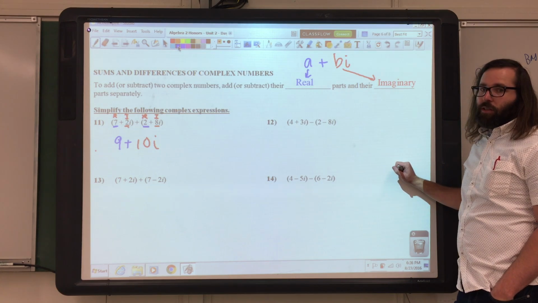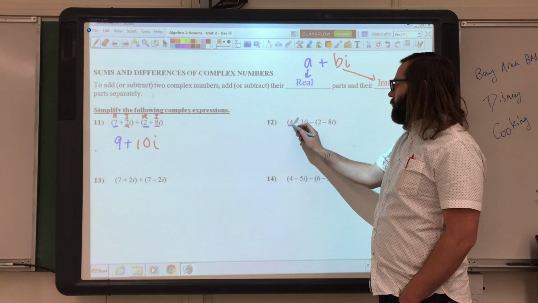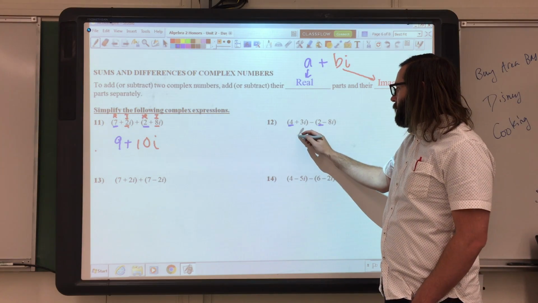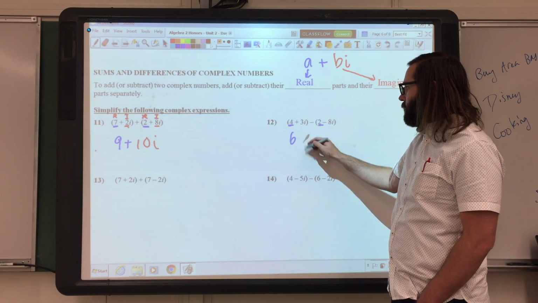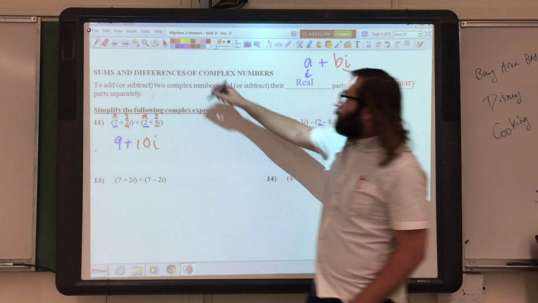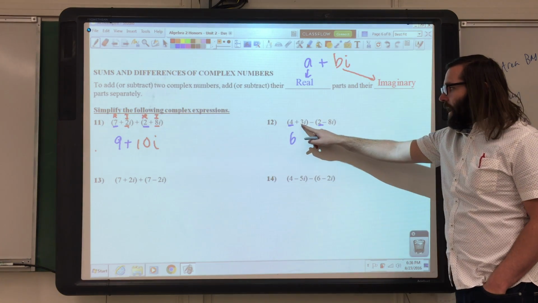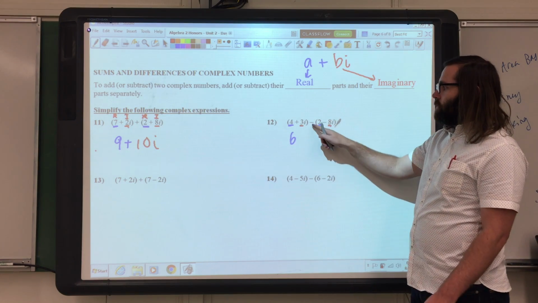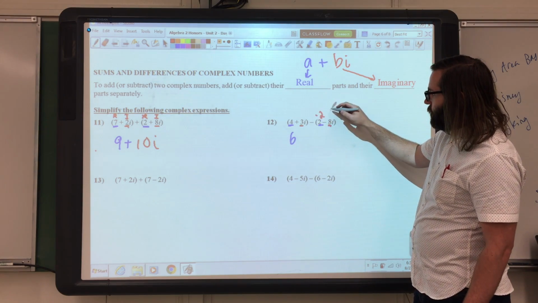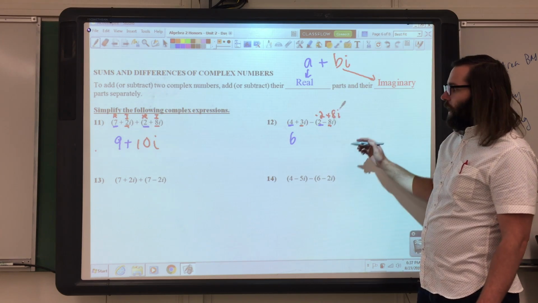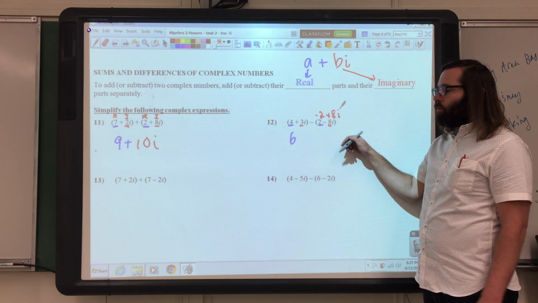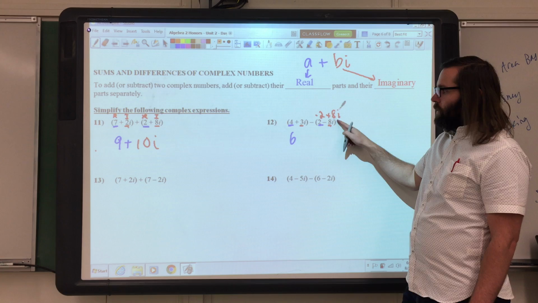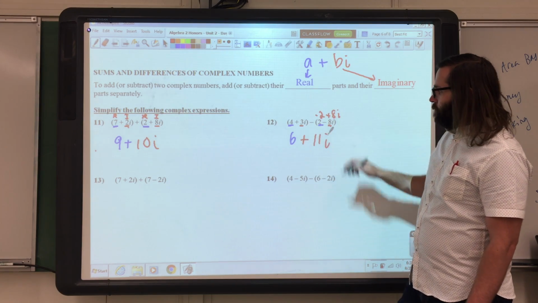Alright, so let's finish these off. To add these, I do the real parts. So 4 minus 2 would give you 6. Then we have a 3i, there's your imaginary part, 3, and this 8. So when you distribute this negative 1, this is going to be negative 2 and a positive 8i. So what is 3i plus 8i? That gives you plus 11i.